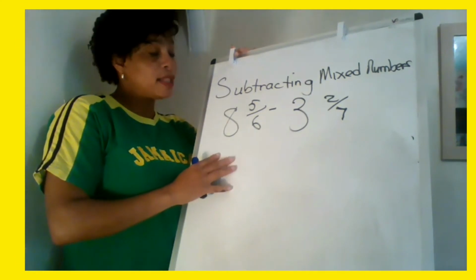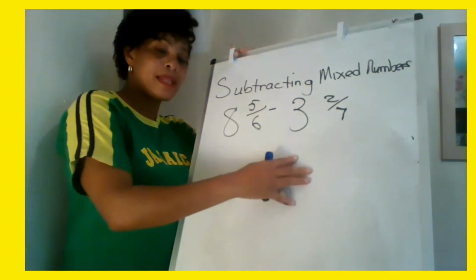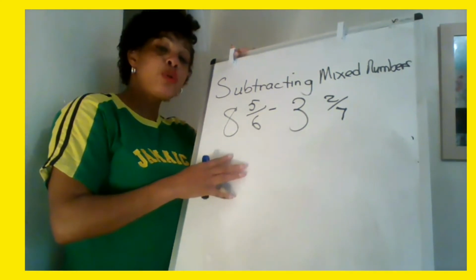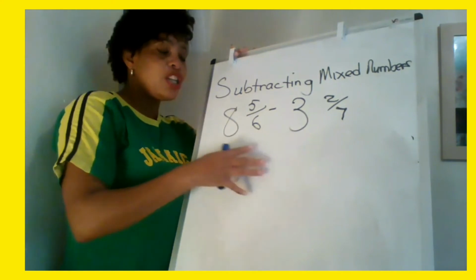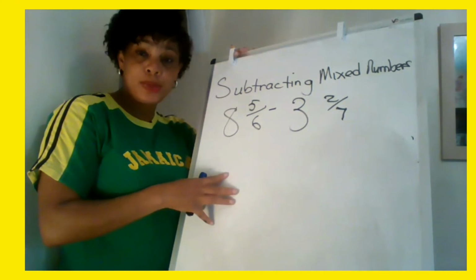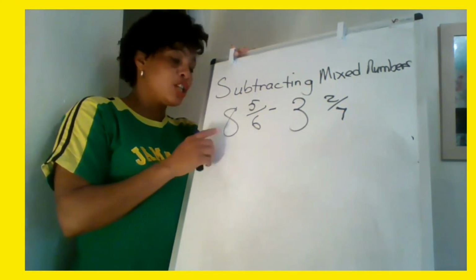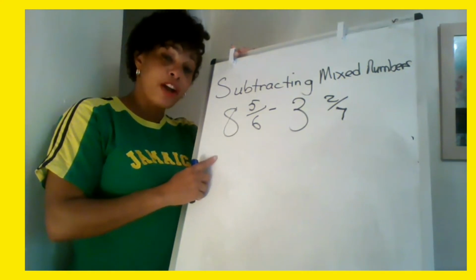Now, let us look at subtracting mixed numbers using the written method. In the method before, we used the common sense approach. Now we're going to be using the written method, the method that is more commonly used in school. To do this method, you need to know how to change mixed numbers to improper fractions.